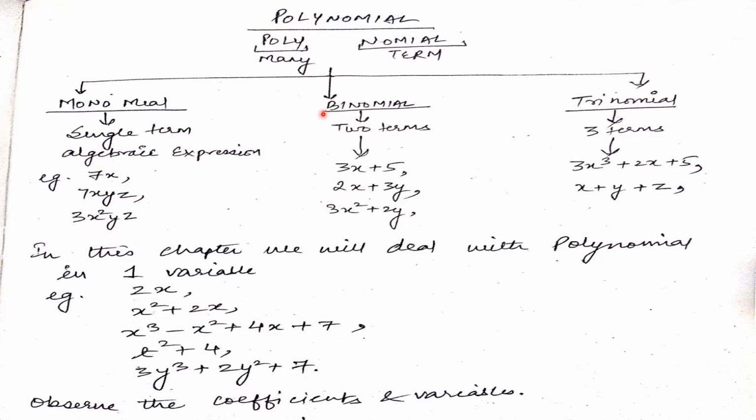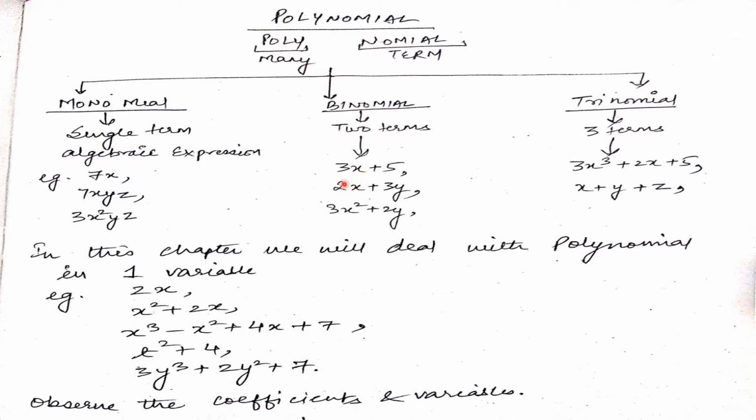Now, what is a binomial? Here, bi means two, nomial means term. You must have heard in banks while taking loans, bi-monthly rates, tri-monthly rates. Bi means every 2 months. So, an algebraic expression containing two terms is known as binomial.